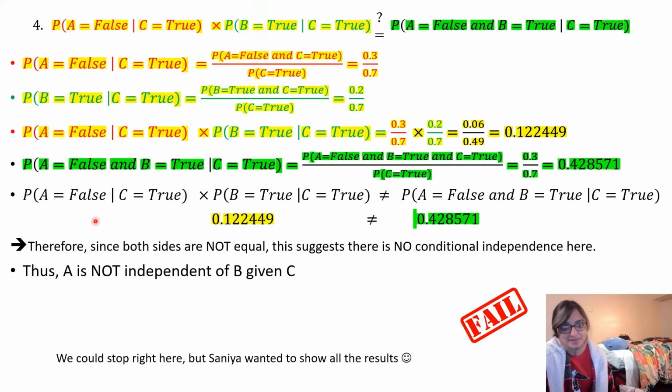So the left-hand side evaluates to 0.122449, and the right-hand side evaluates to 0.428571, and they're not equal to each other. So again, this also just further shows that A is not independent of B given C. So there are so many here that did not end up being independent at all.